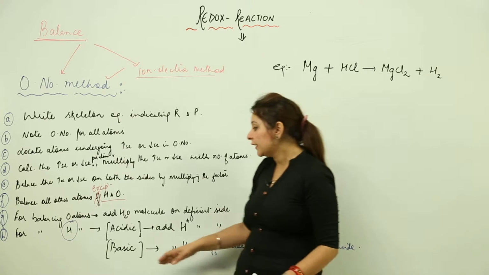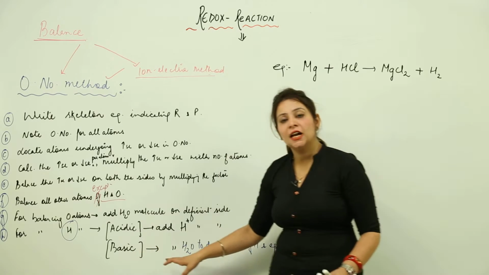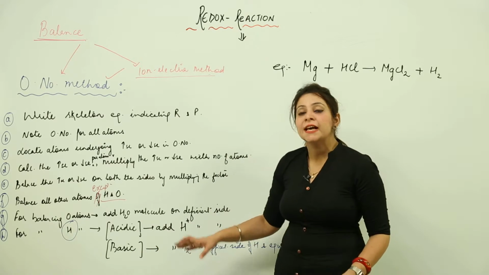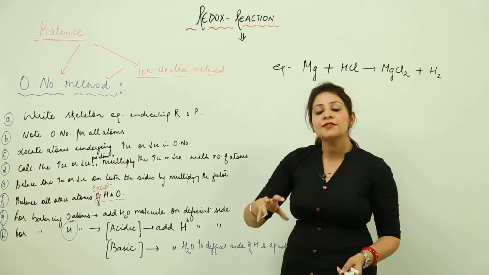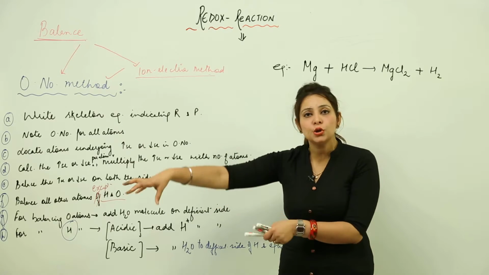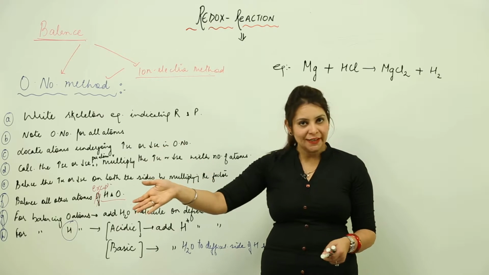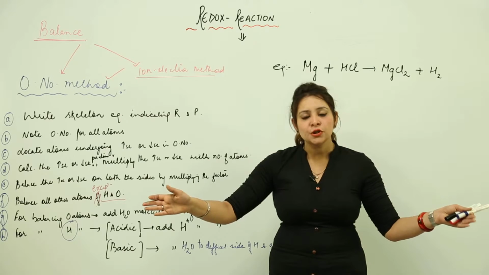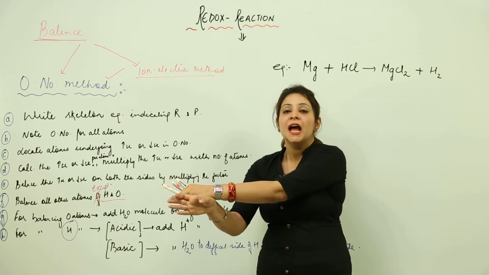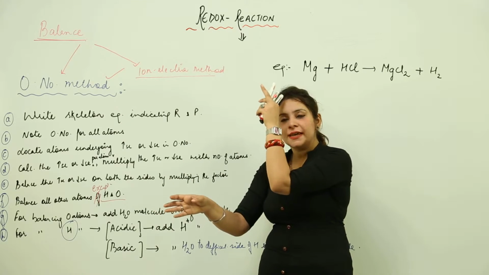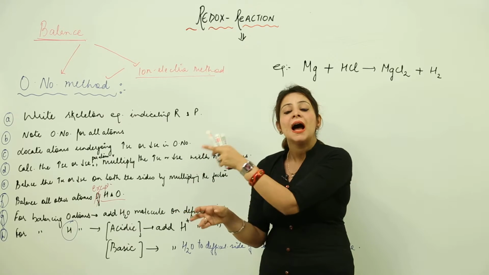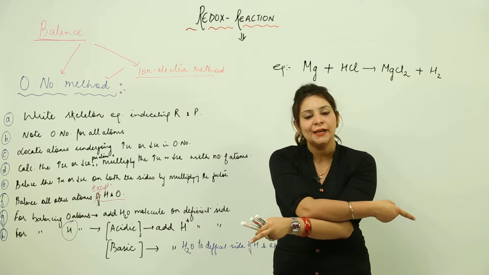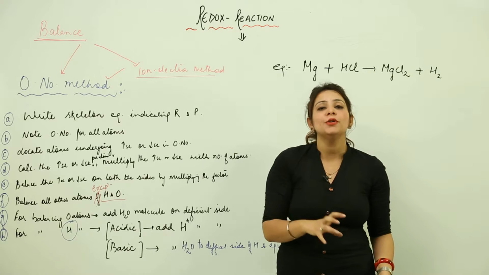And if it is occurring in a basic medium, that means an alkaline medium, then instead of H positive, we are going to add H2O to the deficient side. Suppose this is my 10 H and this is my 11 H. The difference is 1 H, so I am going to add 1 H2O here. And with the same number, like I added 1 H2O, I am going to add 1 OH on the side which is rich in hydrogen. So this is how you are going to do that.